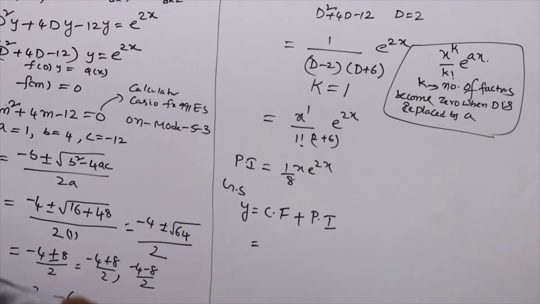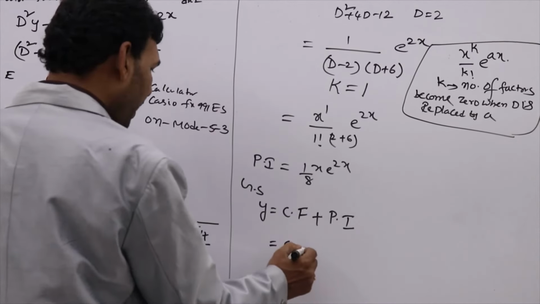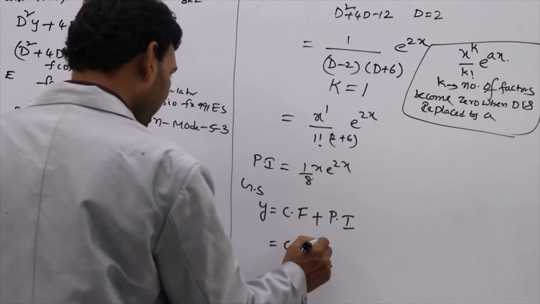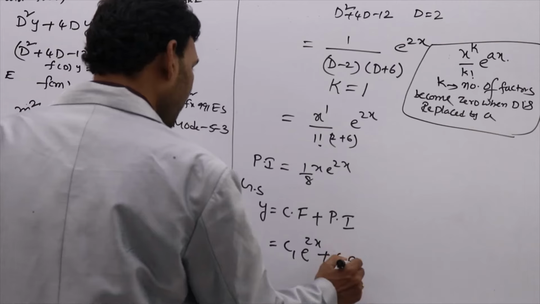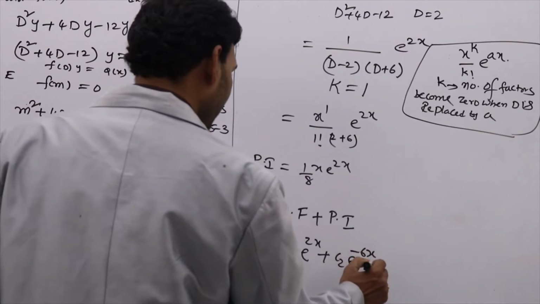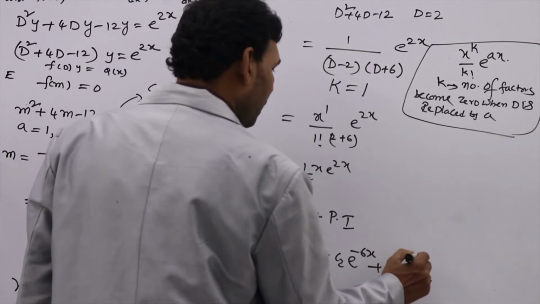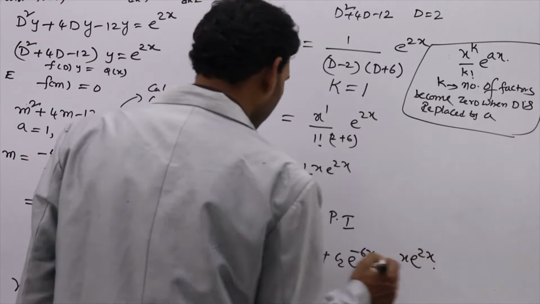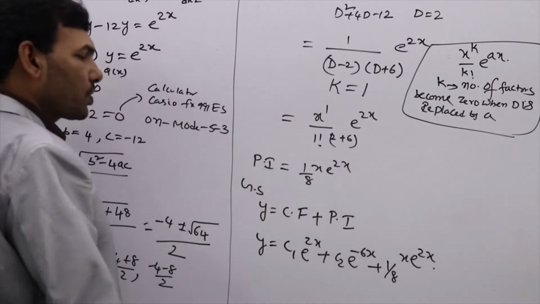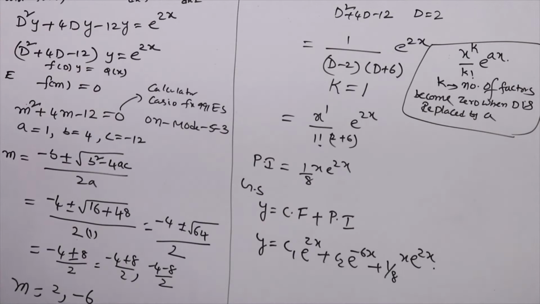What is CF? Already we have written. C1 e power 2x plus C2 e power minus 6x plus 1 by 8 into x e power 2x. This is the general solution of the given differential equation.